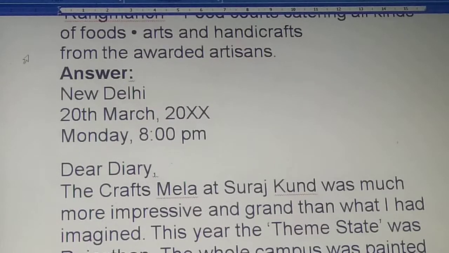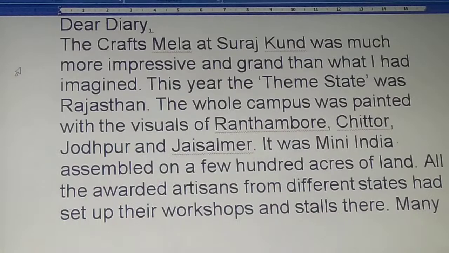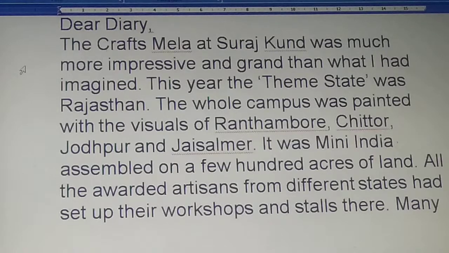New Delhi, 20th March, Monday, 8 p.m. Dear Diary, the Crafts Mela at Surajkund was much more impressive and grand than what I had imagined. This year, the theme state was Rajasthan. The whole campus was painted with the visuals of Ranthambore, Chittor, Jodhpur and Jaisalmer. These places are all in Rajasthan. Perhaps you know that. It was mini India assembled on a few hundred acres of land.